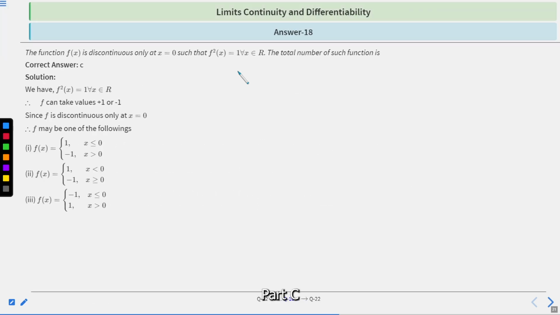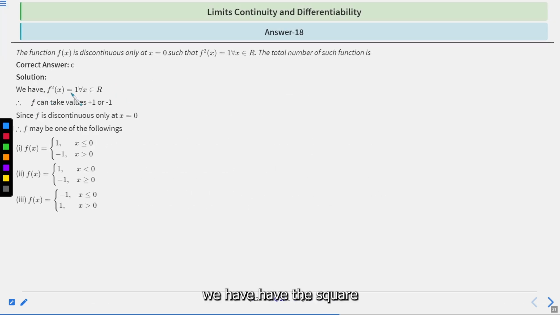Okay, let's move to the solution part C. We have f square x equal to 1 for all x belongs to real. f can take value 1 or minus 1, right? Since f is discontinuous only at x equal to 0, right?